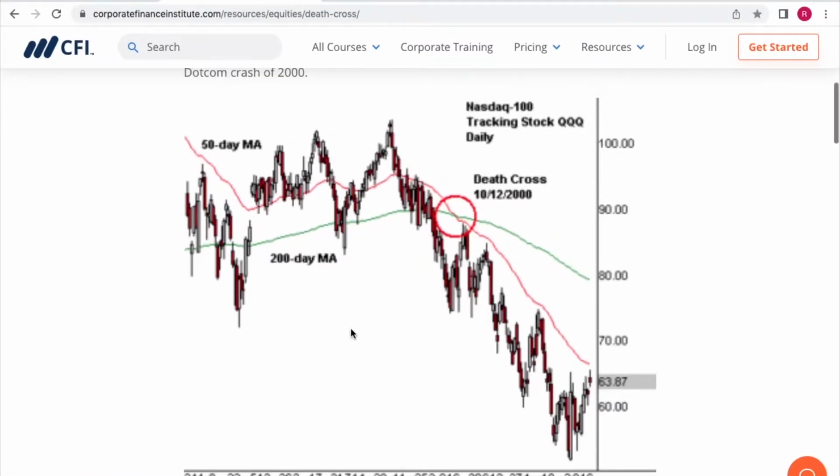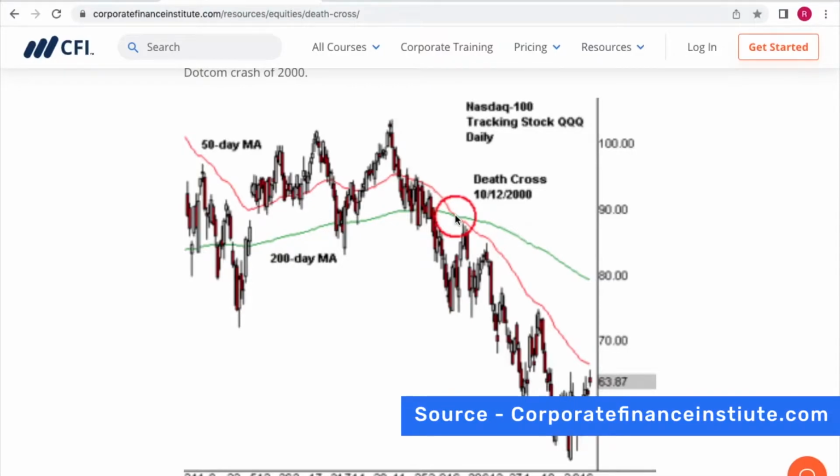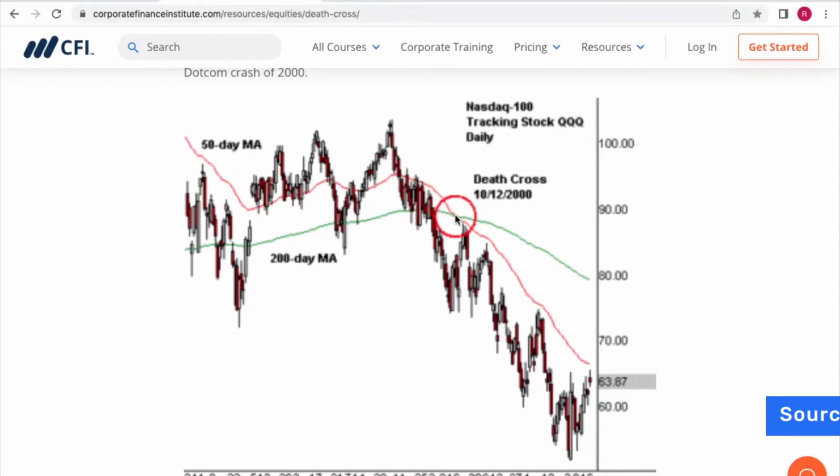A death cross is formed when a short-term moving average crosses below the long-term moving average. It basically is an indication of a transition from a bull market to a bear market. However, it's a lagging indicator, so you would need to always take a confirmation with another indicator to ensure that you are taking the appropriate position while trading.